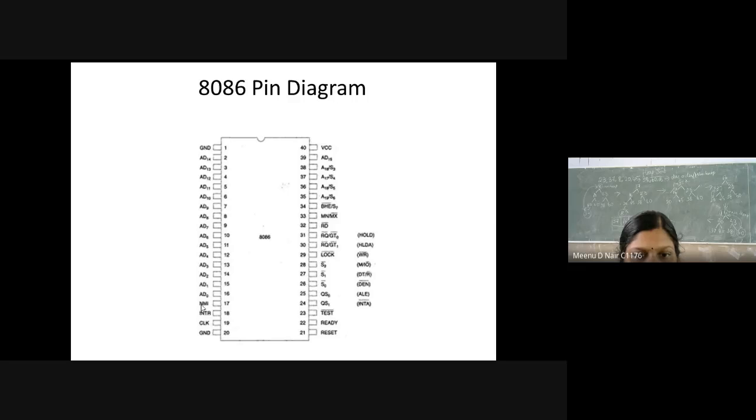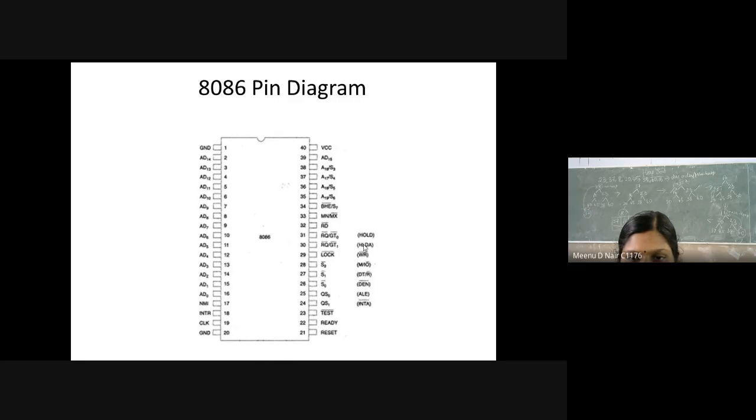Next, NMI and INTR are interrupts. NMI is a non-maskable interrupt. INTR is the interrupt signal. These two are external hardware interrupts. Then CLK is the clock frequency, based on the external clock pulses you give. We have seen 5 megahertz, 8 and 10 megahertz, right? Then READY and RESET signals are also for communicating with the other devices.